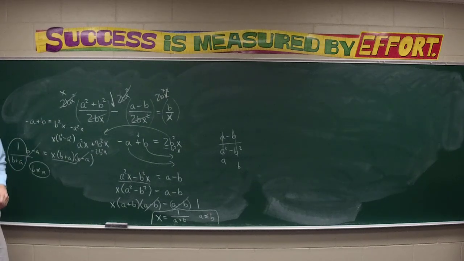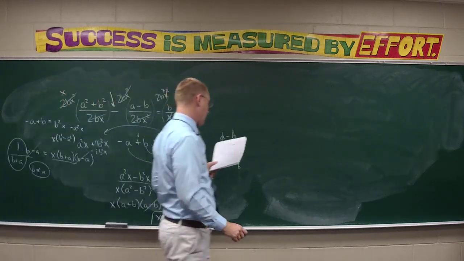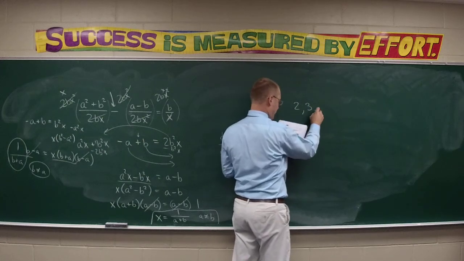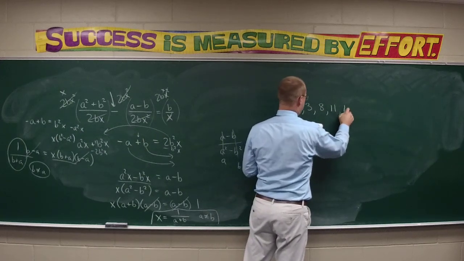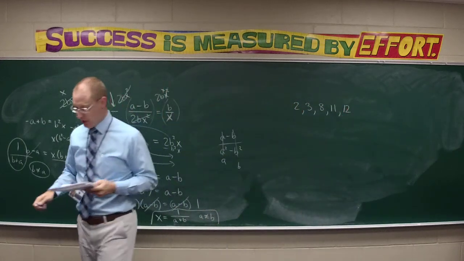Okay, good question. Homework this evening, you're going to do 5 of these. 5 of these on the handout, number 2, number 3, number 8, number 11, and number 12. 2, 3, 8, 11, and 12.